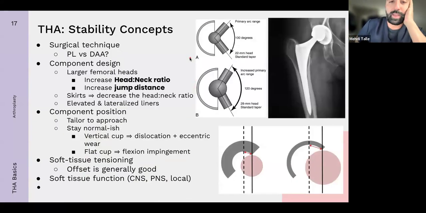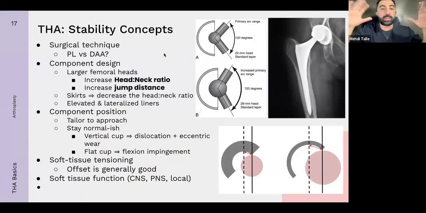So some concepts in stability here. This is an important thing, and things you'll see thrown around, and sometimes see in practice questions. So there are a few different important considerations when we talk about stability, different things that can contribute to stability. Surgical technique, we'll go through the techniques a little bit later. So posterolateral approaches versus direct anterior versus more lateral-sided approaches. These can have varying dislocation risks based on what literature you're reading.